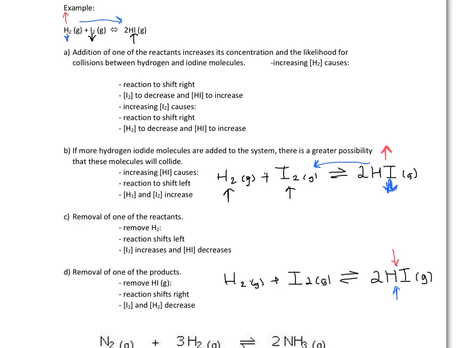In order to increase the concentration of hydrogen iodide, we have to make more hydrogen iodide. In order to make more hydrogen iodide, the equilibrium must shift towards it, or to the right, or towards the products. Since the equilibrium is shifting towards the products or away from hydrogen and iodine, the concentrations of both of these will therefore decrease.